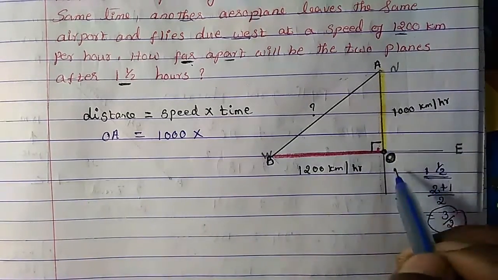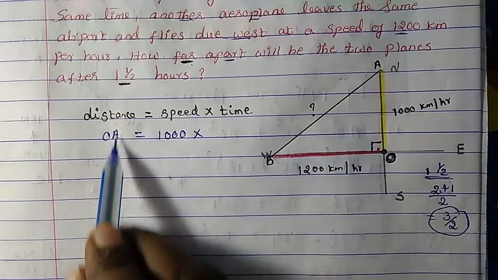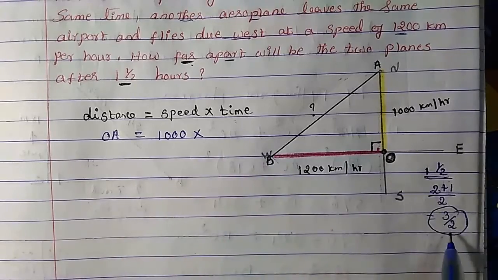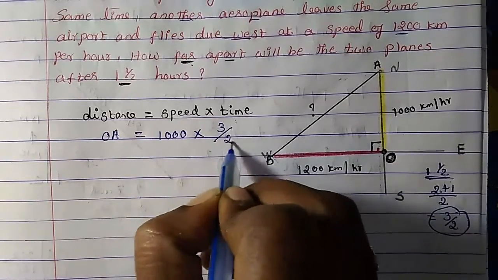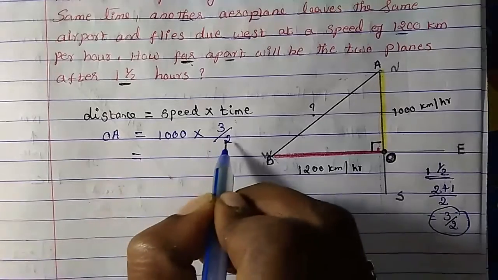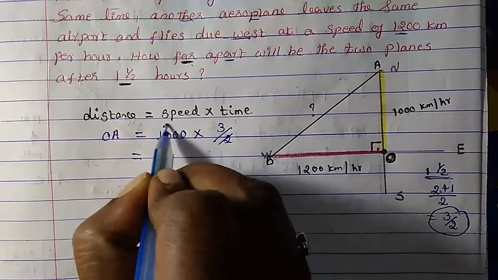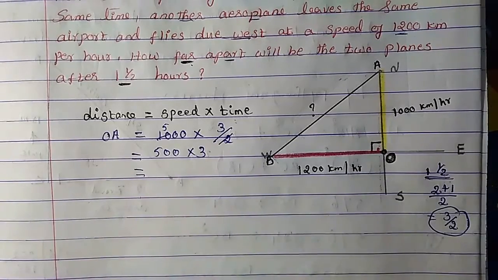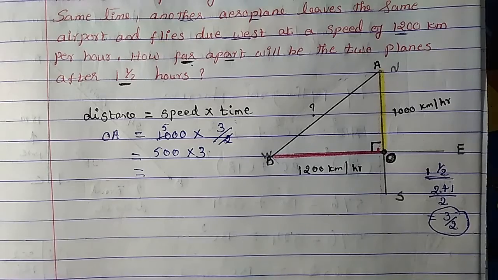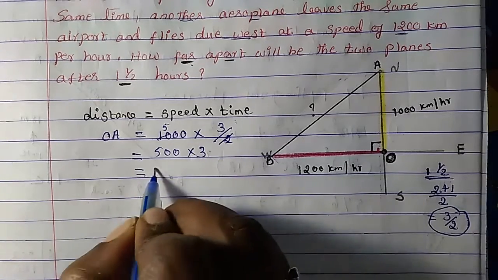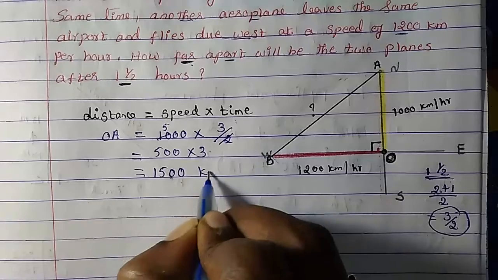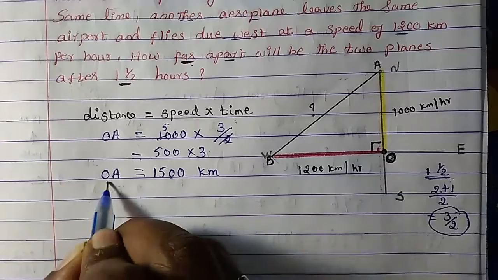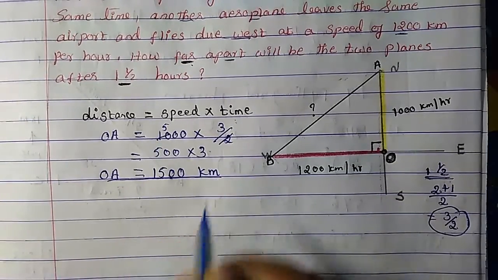So now for OA we want to find out the distance. So the OA distance will be speed, which is given as 1000, and the time, which we have converted from 1.5 hours to 3 upon 2. Then if you divide by 2, you will get 500 into 3, which is 1500 kilometer, because we are finding the distance. So the OA distance we have found is 1500 kilometer.